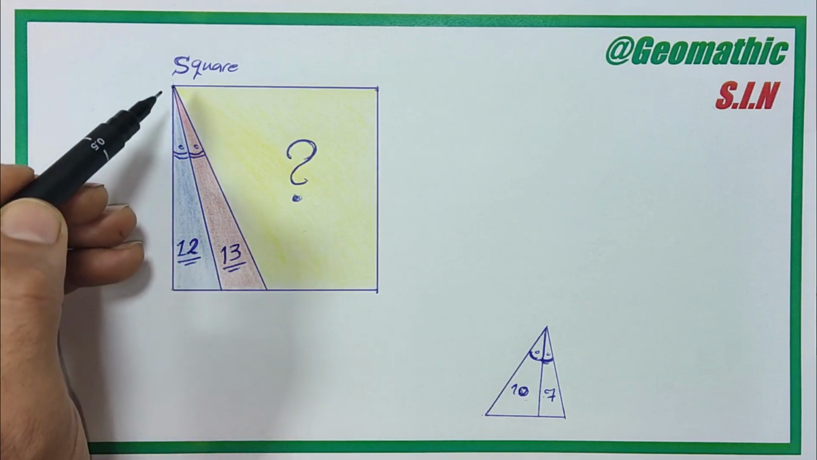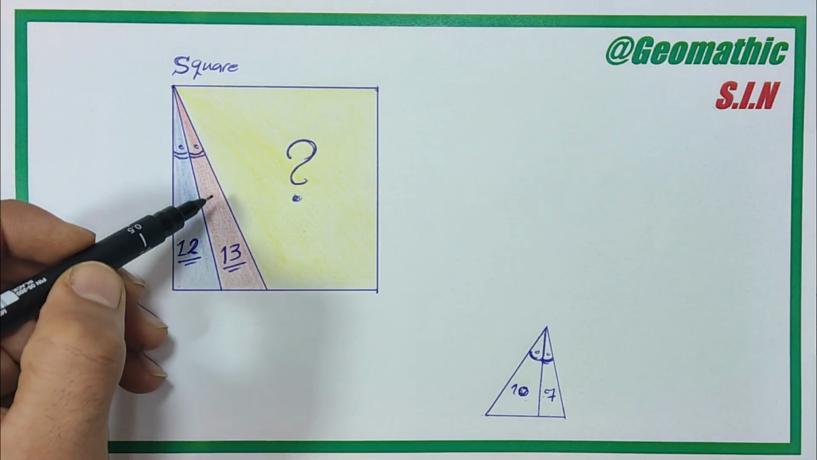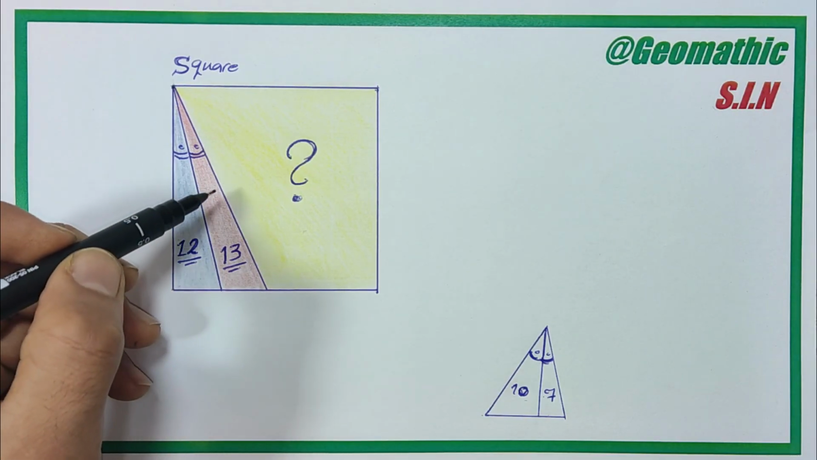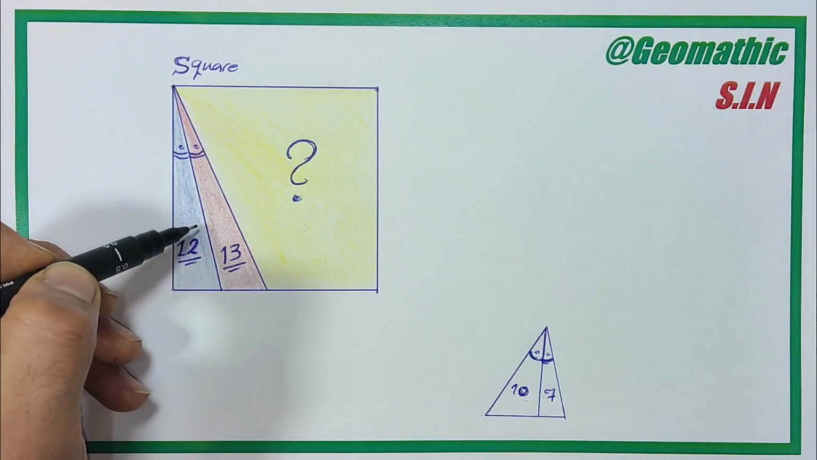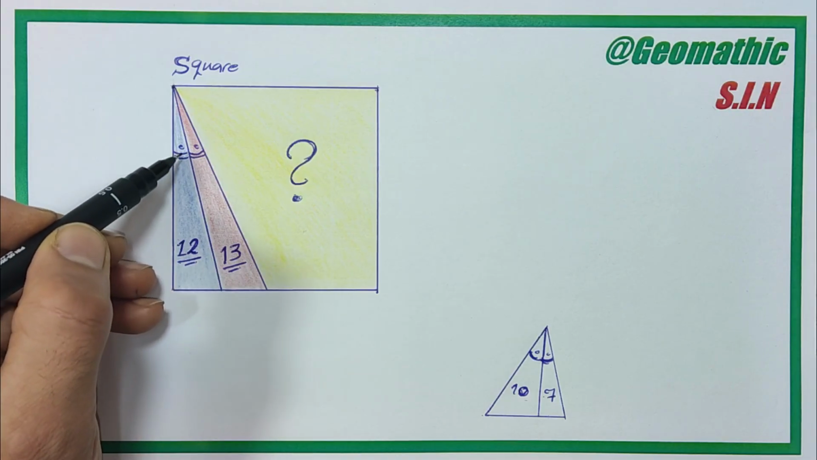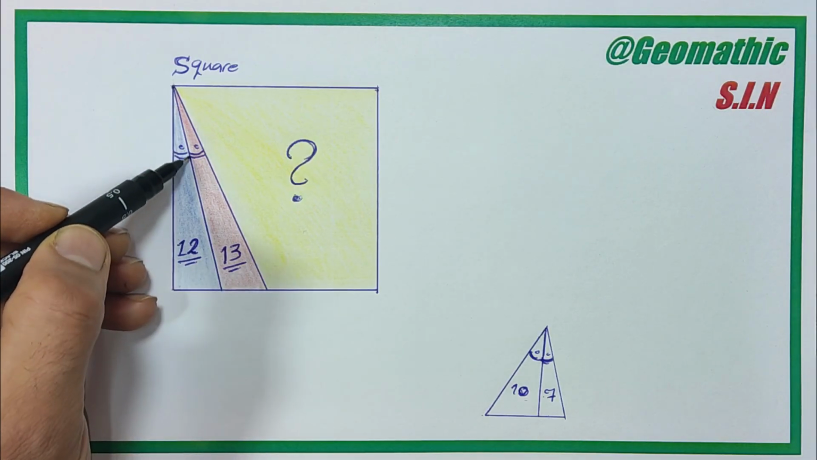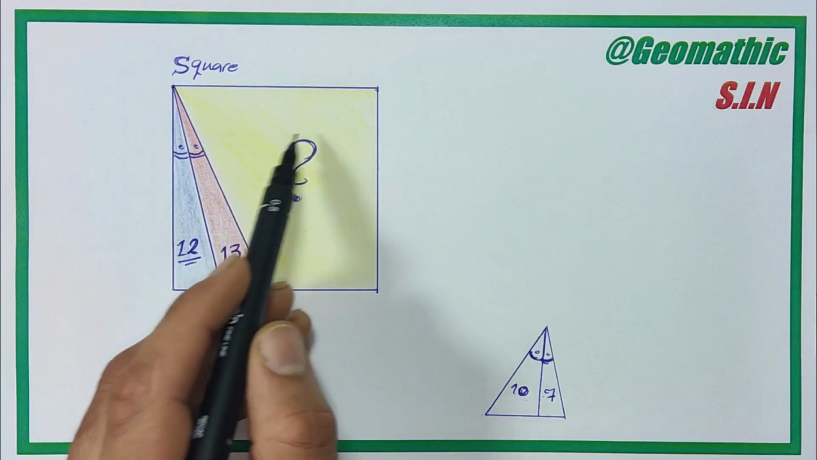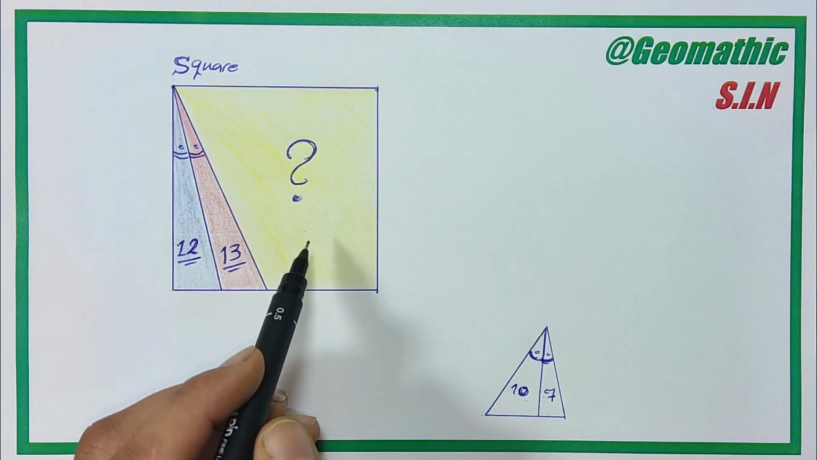There is a triangle inside the square cut in half by an angle bisector, and the areas of the two parts are given. You can see these two angles are equal and this is an angle bisector. Now our task is to find the area of this shaded region, which is a trapezoid.